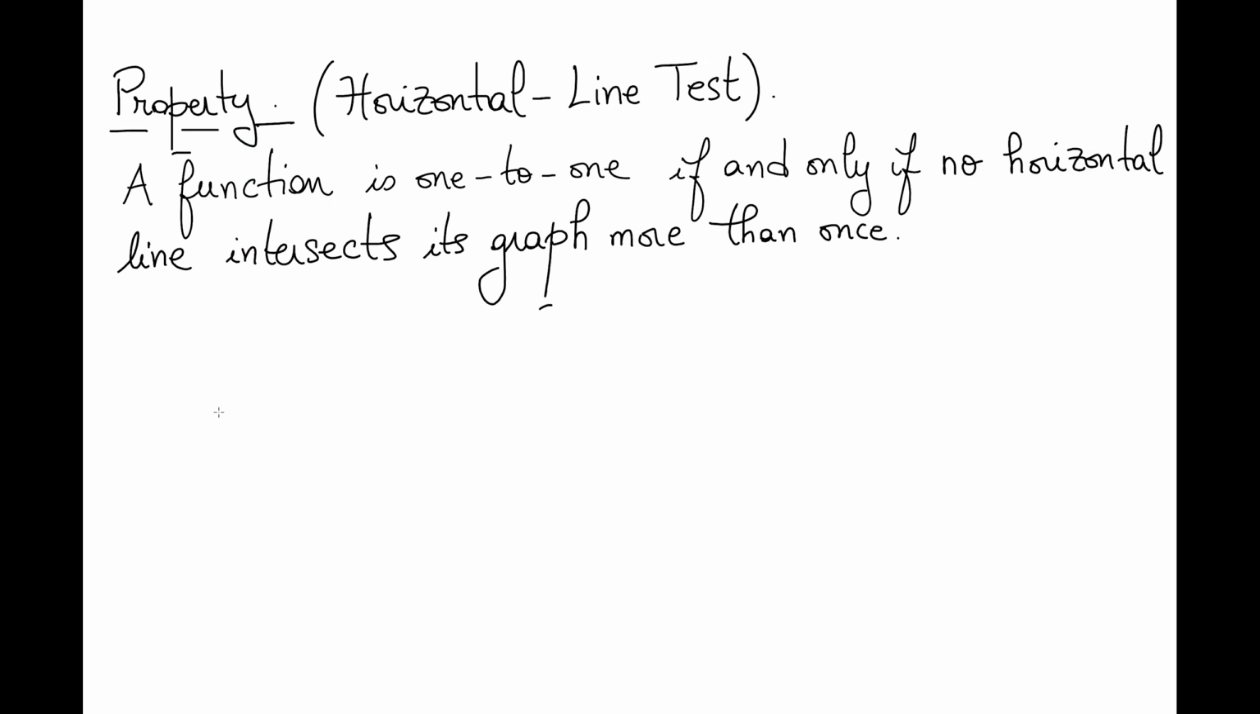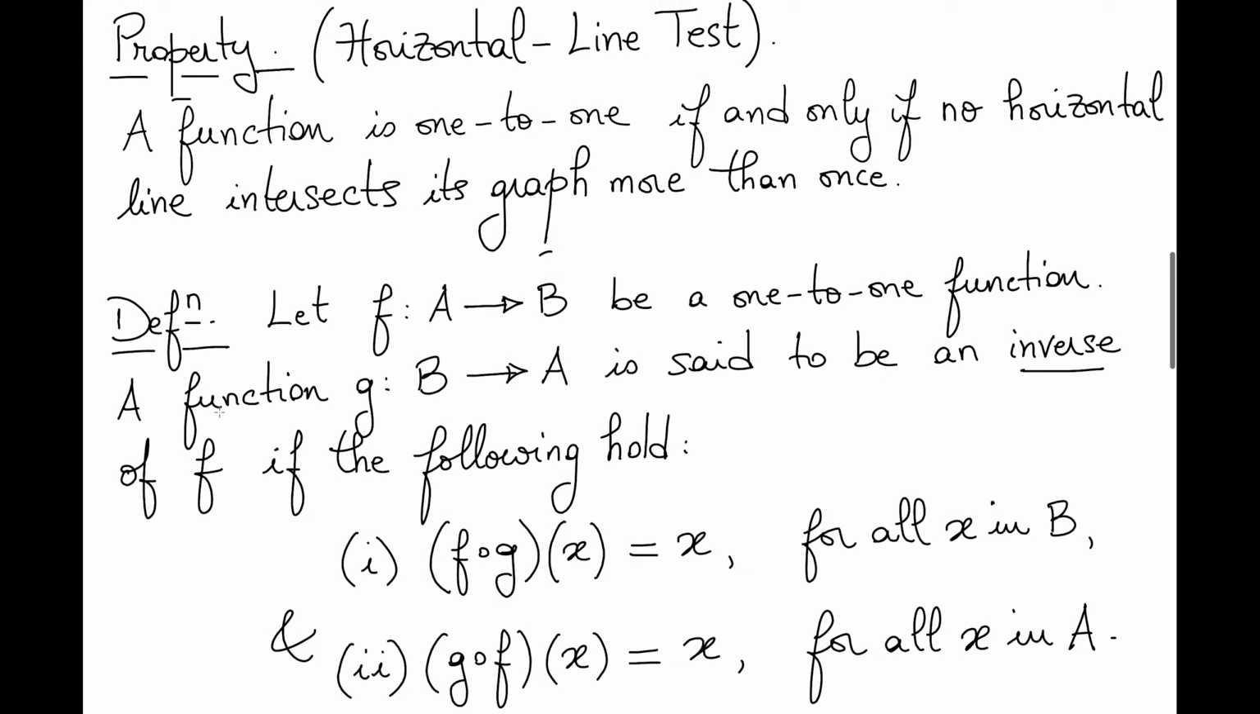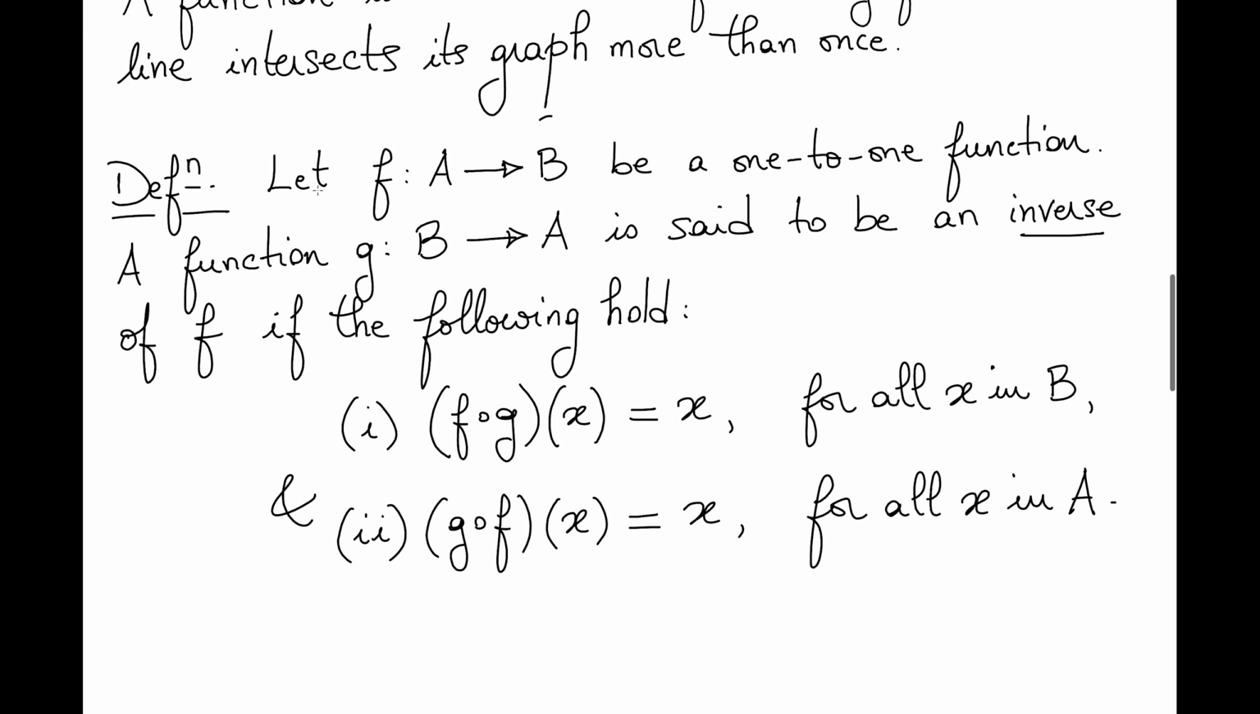Moving on, let's define what we mean by an inverse function. So let's suppose the following context. We have a function f that's defined on A with values in B, and let's suppose that this is a one-to-one function. A function g goes backwards from B back to A. So f goes from A and outputs things in B, and g now goes backwards from B to A. We say that g is an inverse of f, provided the following two conditions hold.